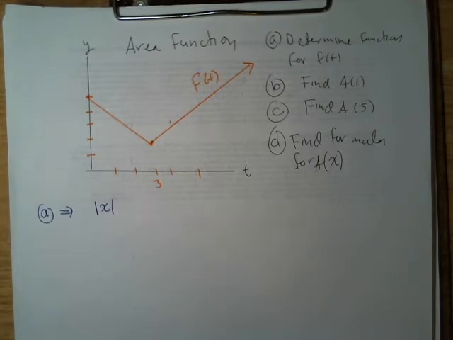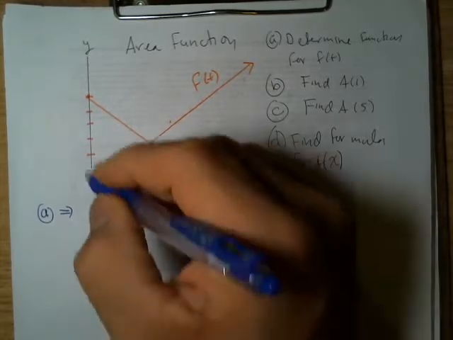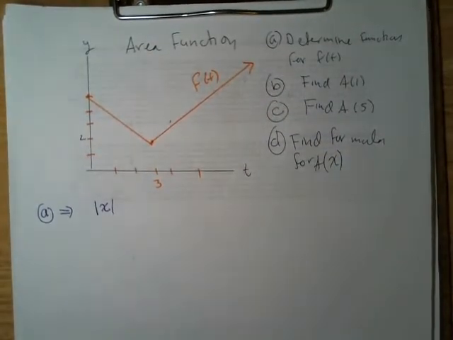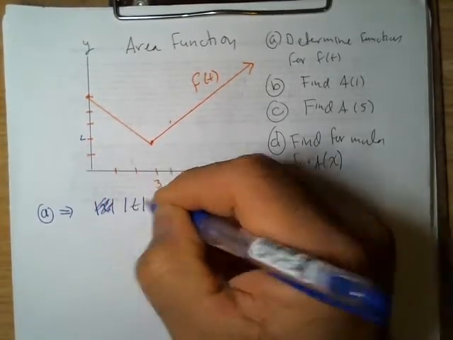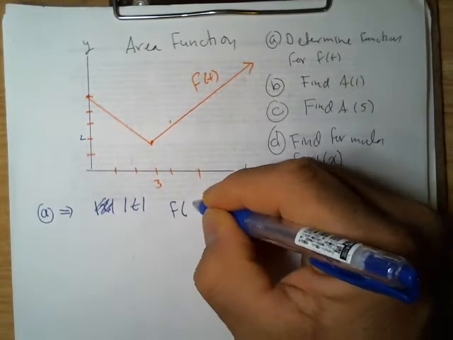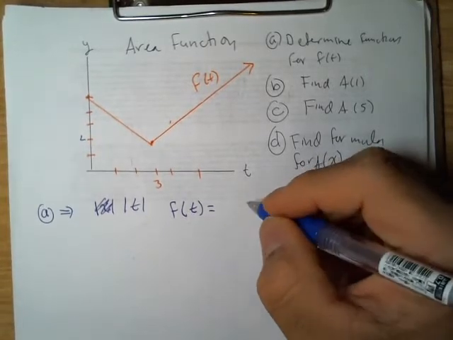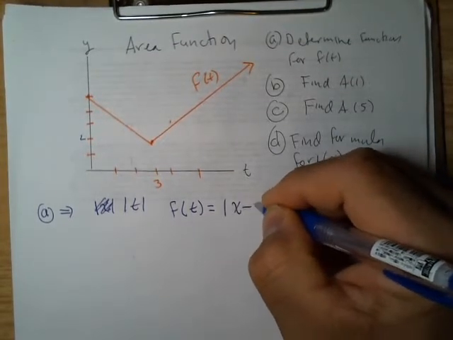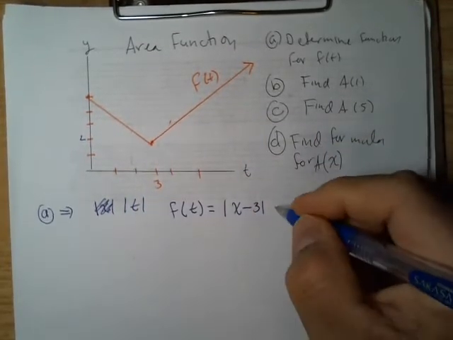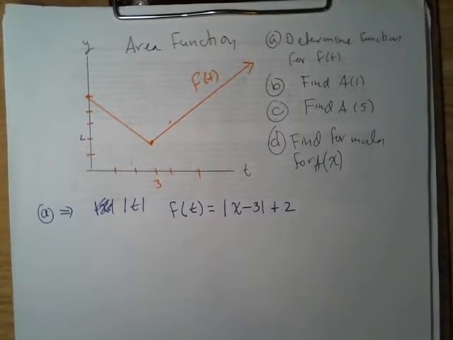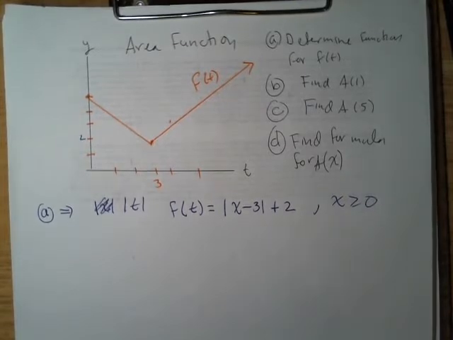So it's the absolute value of x, which has a slope of 1, but it's shifted over to the right 3 and up 2 units. Now, in terms of my translations, or I guess I should call it the absolute value of t, f of t is going to be equal to the absolute value of x minus 3. That corresponds to a shift to the right, and a shift upwards is plus 2. And these are for x greater than or equal to 0.